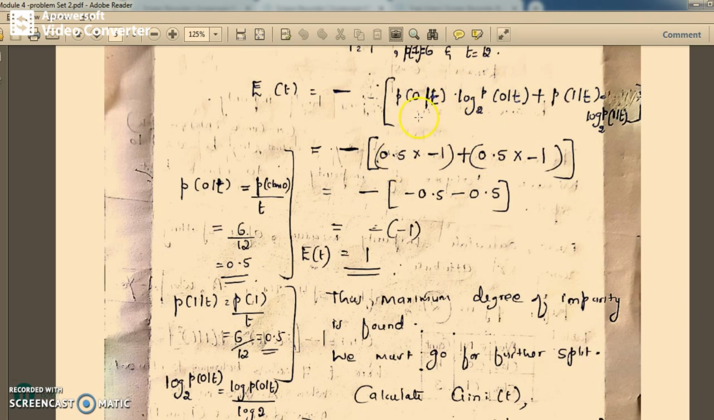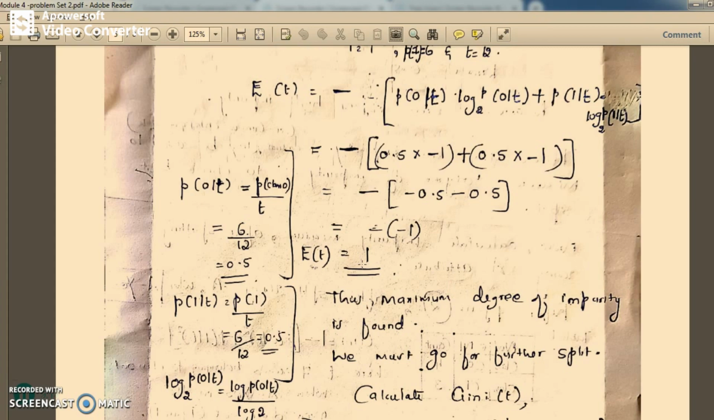So I got the answer for this part, that is 0.5 into logarithm, this part is minus 1. Plus again 0.5 into logarithm of this, this part is again minus 1. So the answer I got is minus 1. Minus of minus 1 is plus 1. So the entropy value I got is 1. As I already said, 1 is the maximum value, and this implies that the degree of impurity is very high. Correct?